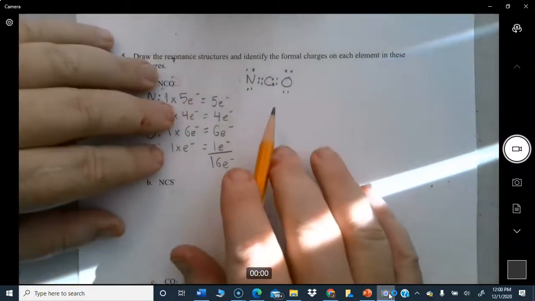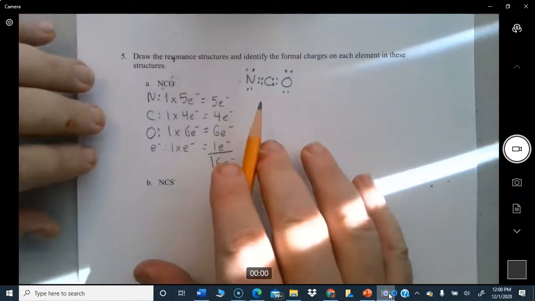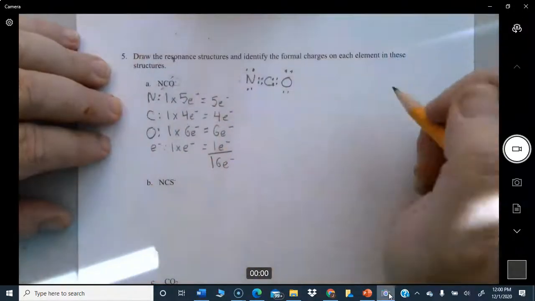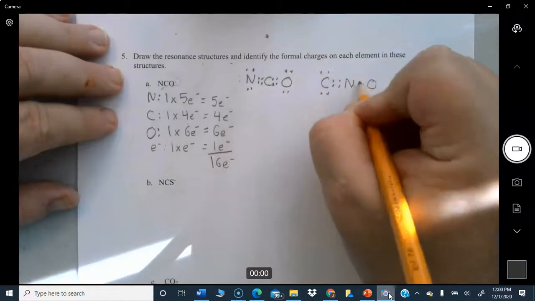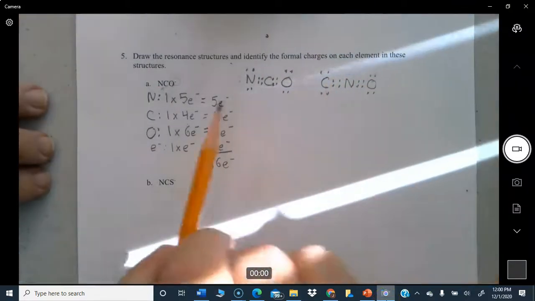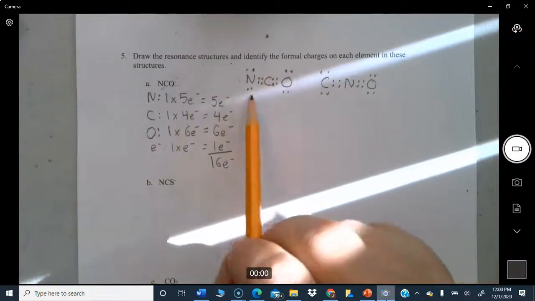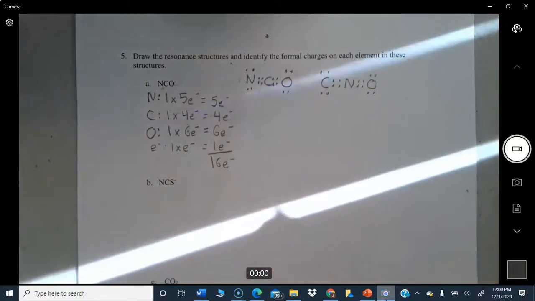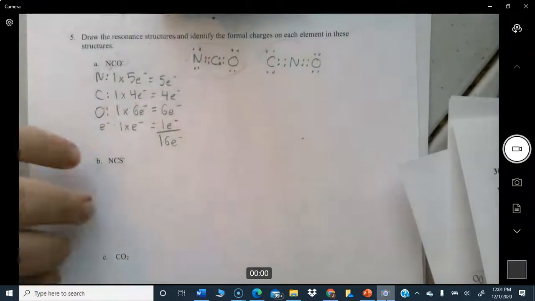Now, 2 other ways you could have drawn this, and it would have violated one of the rules for making these. That is, the least electronegative goes in the middle. But you could have drawn it like this. Okay, you could have drawn it with the nitrogen in the middle. You could have drawn it with the oxygen in the middle. It would have violated one of the rules, but what we can do with this is we can test to see which one of these is the more stable element.